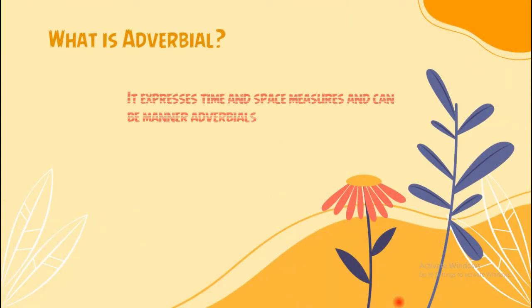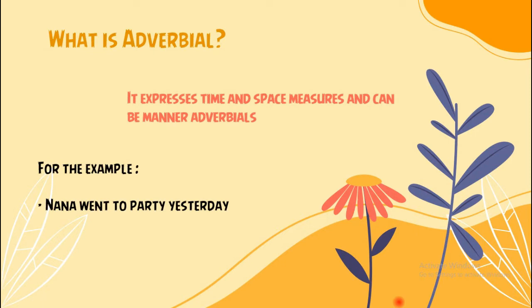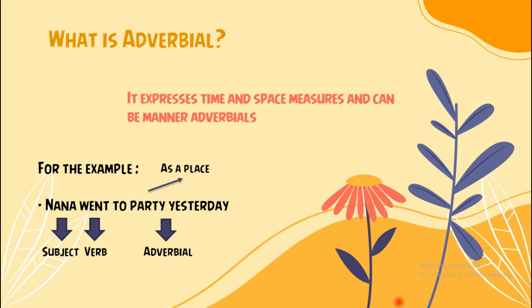Next, what is an adverbial? It expresses time and space measures and can be a manner adverbial, but only when the head of the noun phrase is way. Let's see the example. Nana went to party yesterday. Nana is the subject, went is the verb, to party yesterday is the adverbial. As you can see from the example, there are two adverbs. The first one is to party and the second one is yesterday. To party explains the place. Yesterday explains the time.